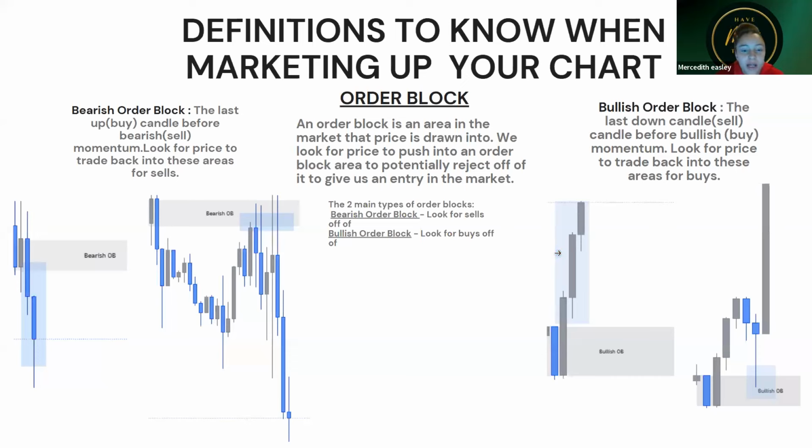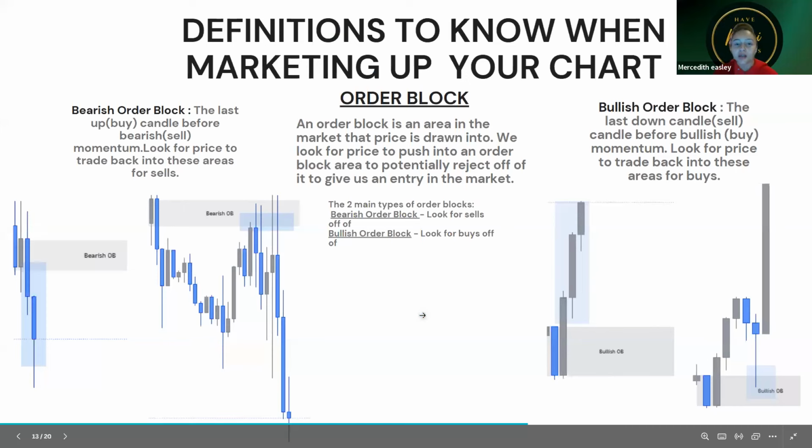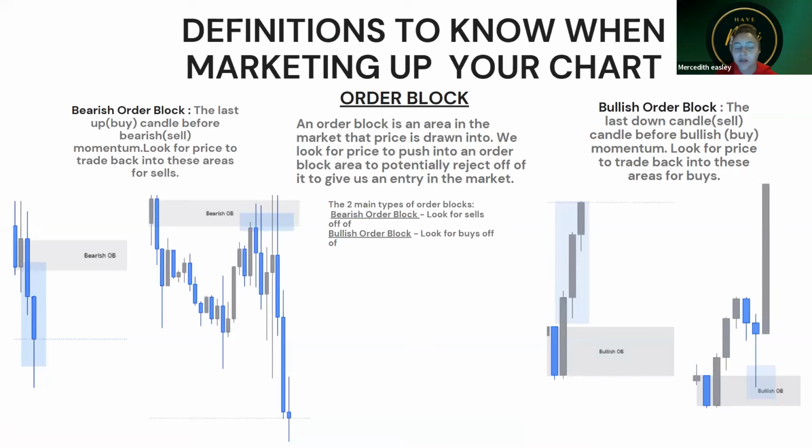Great question. But all right, yes, an order block is an area in the market that price is drawn into. We look for price to push into an order block area to potentially reject off of it to give us an entry in the market. So you'll see order blocks, they are similar to supply and demand. I never traded supply and demand, so I don't know your questions about it, but I do know that they are very similar, because people tell me all the time.